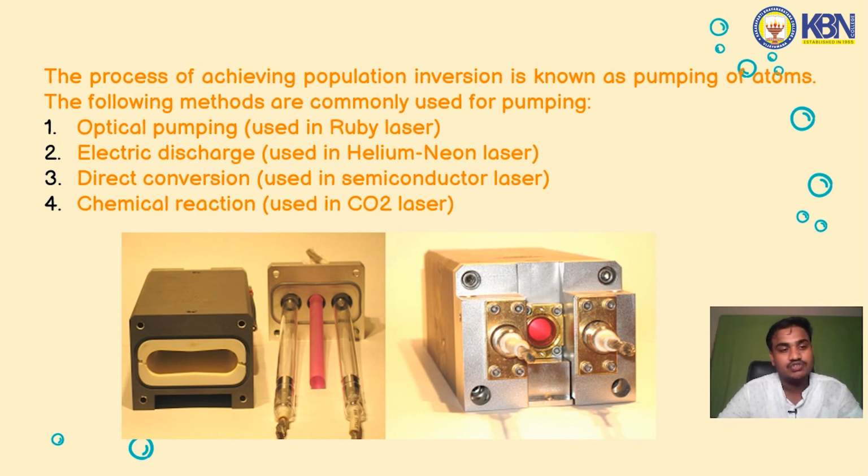The first one is optical pumping, which is used in the Ruby laser. The second one is the electric discharge method, which is used in the helium neon laser. The next one is direct conversion, which is used in semiconductor lasers. And the last one is chemical reaction, which is used in CO2 lasers.